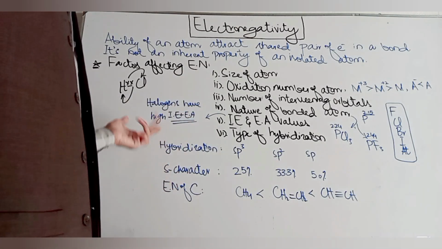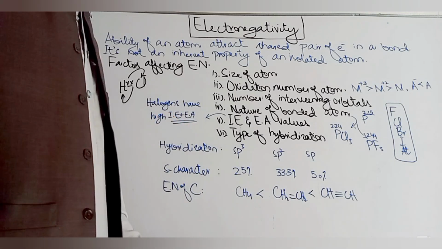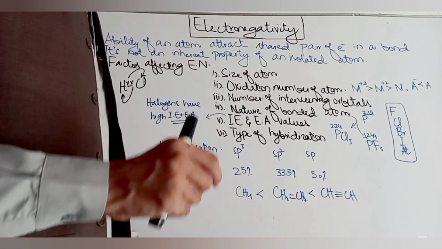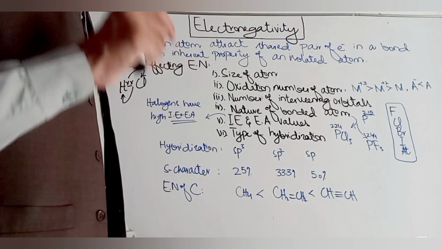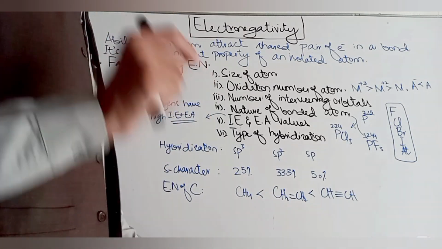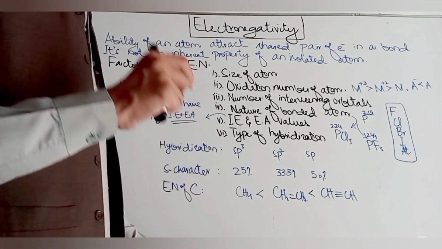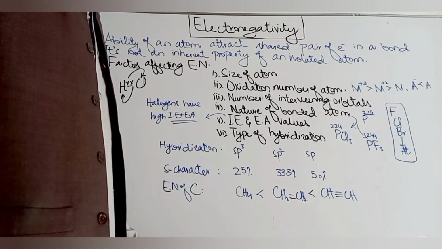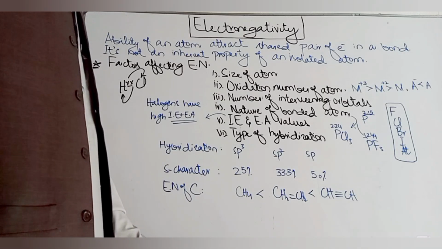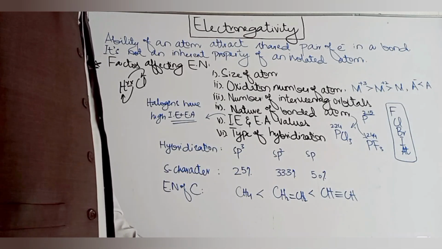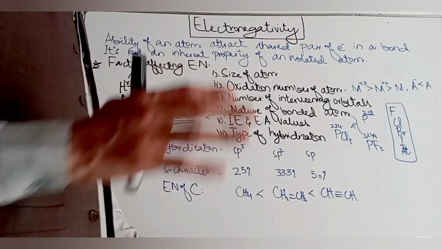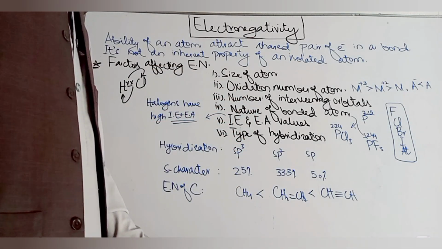You can say that fluorine is the most electronegative element of the periodic table because fluorine has a very small size. So Z effective for fluorine is very high. That's why the electronegativity of fluorine is the greatest of all the elements that are present in the periodic table.